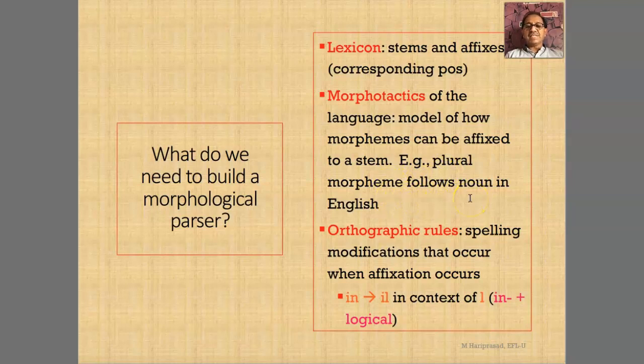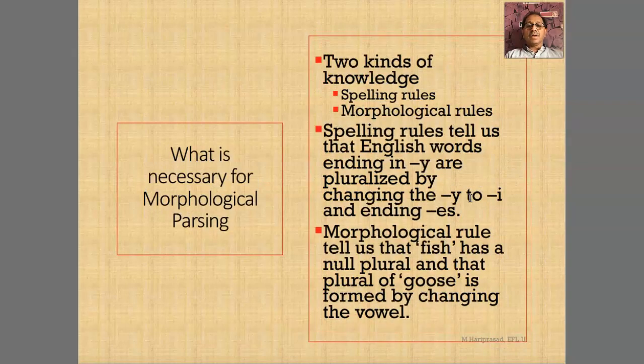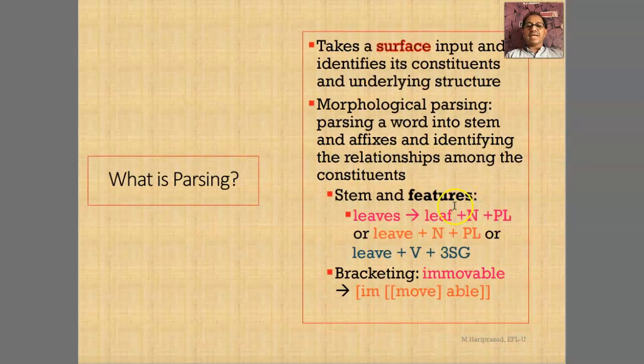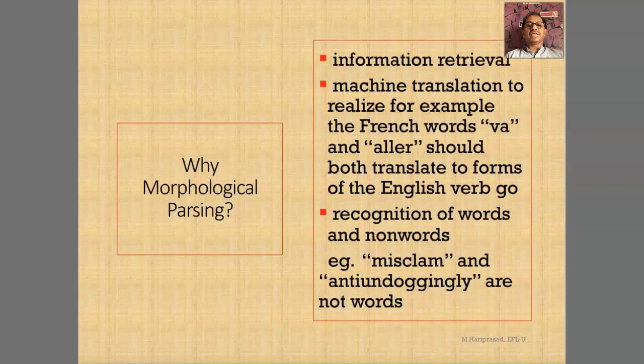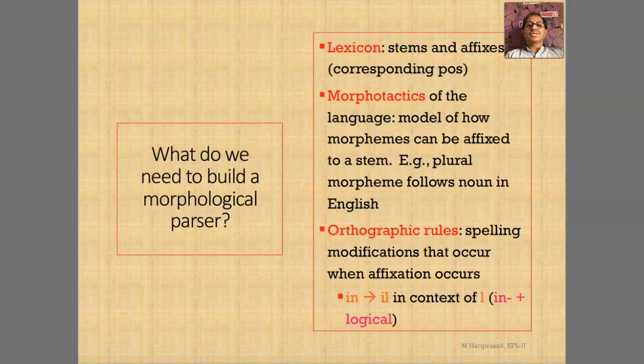In fact, we have already seen in a word like immovable, able attaches to move first and then im attaches to the word movable. So that structure is governed by morphotactic rules. So morphotactics is necessary for developing a morphological parser.